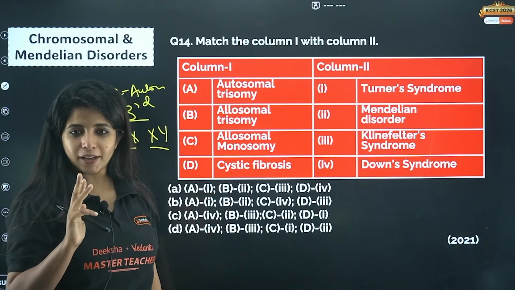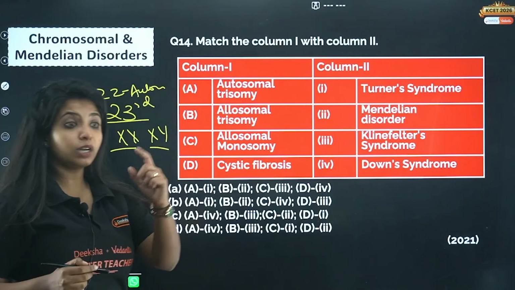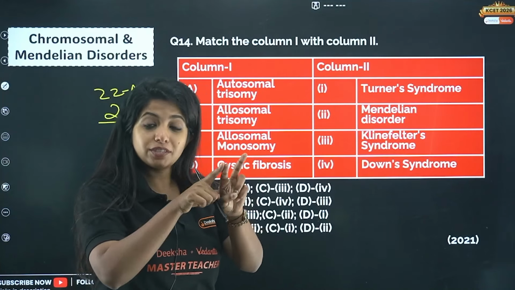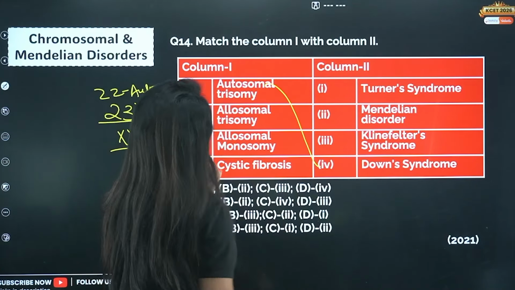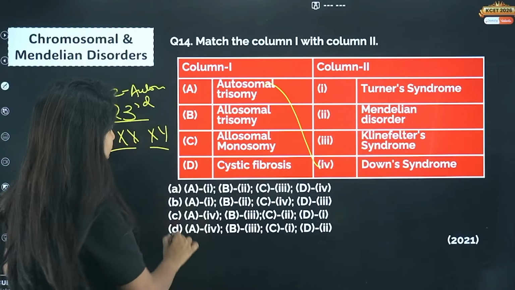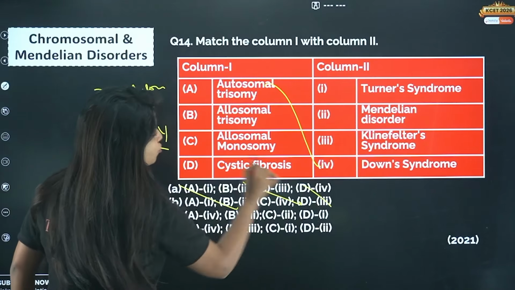3 chromosomes are there. So as I said, in Down syndrome, 21st chromosome should be 2, but one more is there. So it is trisomy. So autosomal trisomy is shown by Down syndrome. A goes with 4. A goes with 4. I have just 2 options. Let me cancel these 2 options.